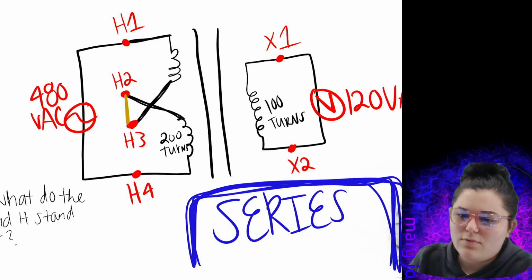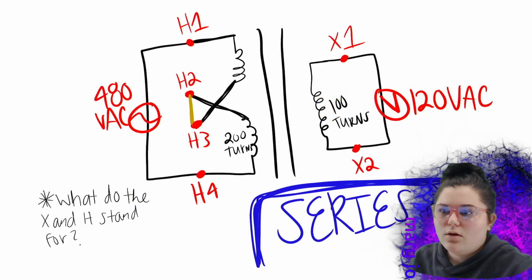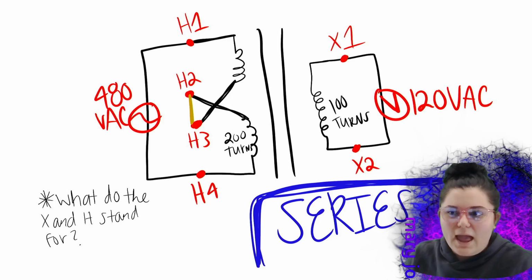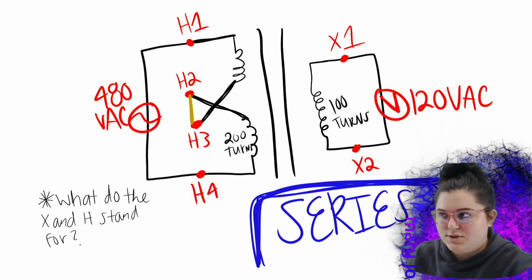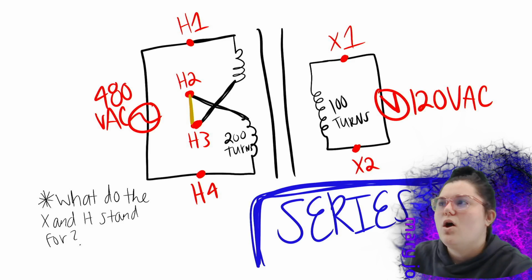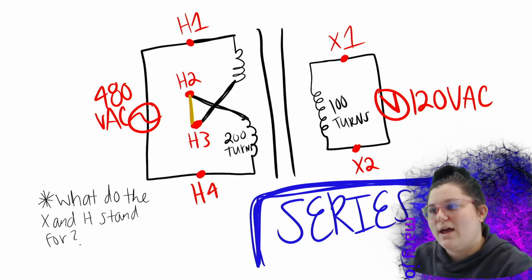And so I wrote a little side note down here. What do the X and H stand for? We need to reiterate that. H stands for high voltage. X stands for low voltage. So you can see that on your high side they are labeled H. On your low side, they are labeled X.